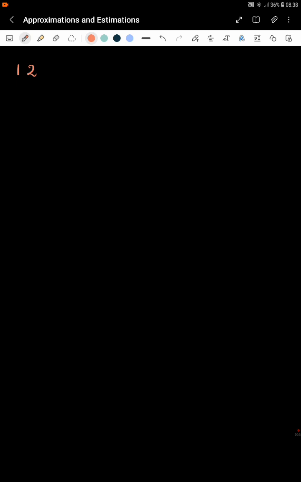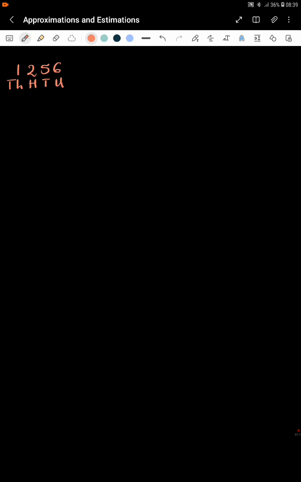So I'm going to write down an example. Let's say we have 1256 and you are asked to round it off to the nearest 1000, 100, and 10. So each and every figure here falls under a certain description.